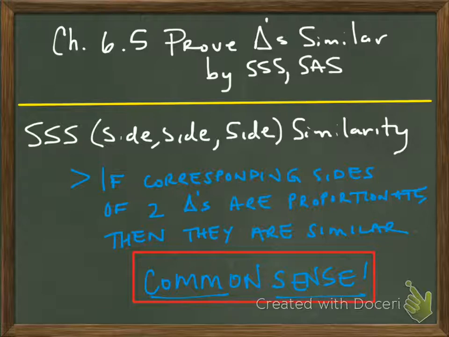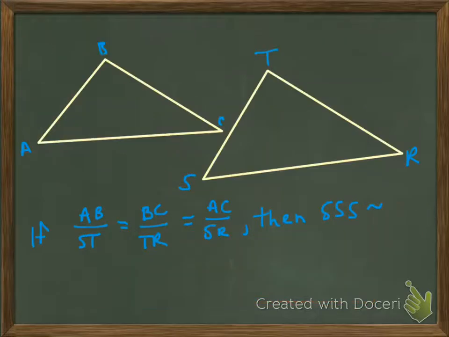So side, side, side similarity is that if the corresponding sides of two triangles are proportionate, then they are similar, which would be common sense. Okay, I believe that you guys understand that. But let's go ahead and take a look.